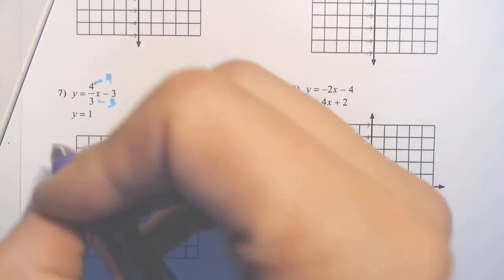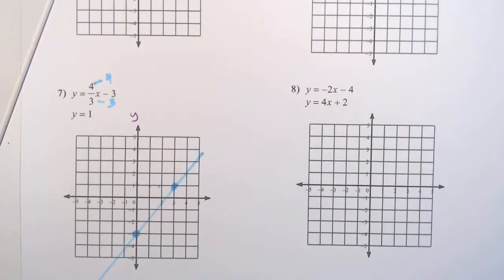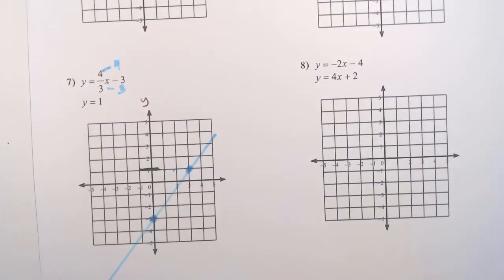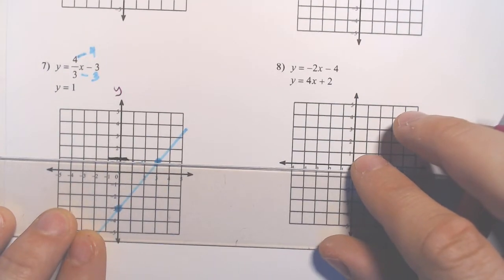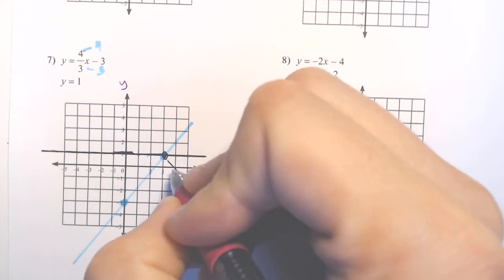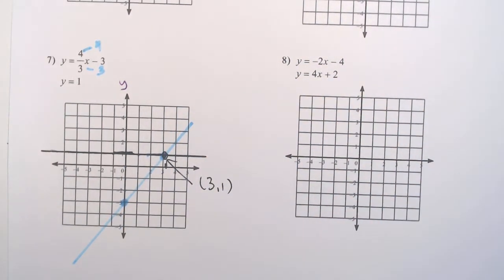And then we have y equals 1. Well, you find the y-axis, and you go over to the 1 on the y-axis, and it is going to be a horizontal line. So this is kind of like y equals mx plus b, except the slope is 0. So it's going to be a horizontal line here, like so. Now the question is, where do they intersect? Right there, which is at 3, 1. 3, 1, and we're done with the easy ones.